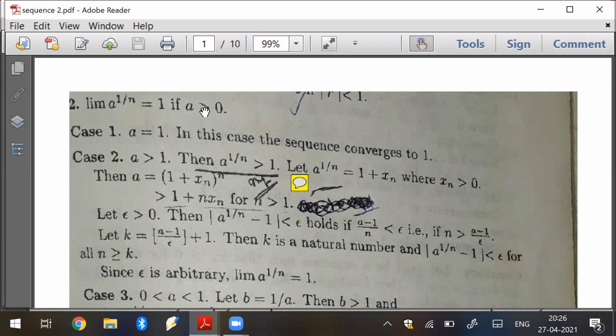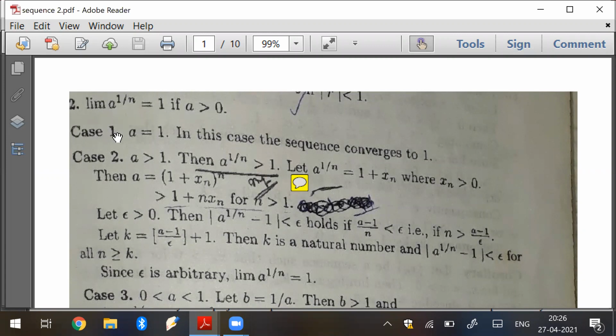positive number. Okay. So here we take these terms, and this converts to 1. That is, the limit of a to the power 1 by n goes to 1 for positive a.